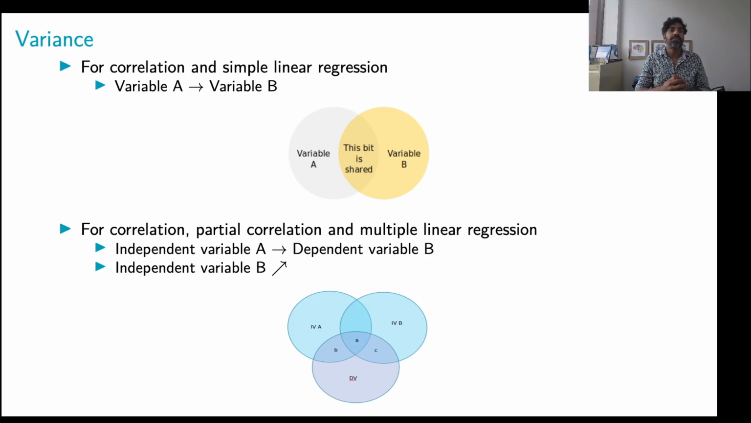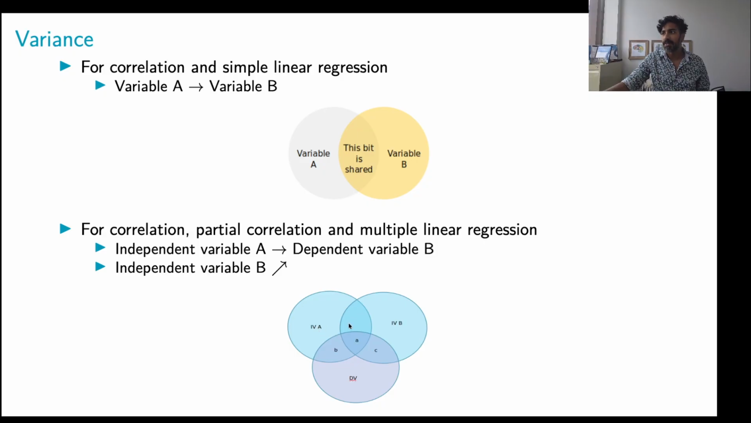And for variance, the correlation in simple linear regression, this is what we see, and this is what you're hopefully familiar with. You have variable A, variable B, and it's shared. This is in correlation and simple linear regression: what is the shared variance. Same idea in multiple linear regression, except that the shared variance is between multiple variables. So for correlation, partial correlation, and multiple linear regression, you're asking what's the relationship between independent variable A and the dependent variable, and independent variable B and the dependent variable. So you have this sort of relationship here, and you can see the overarching loops that we see, A, B, and C.